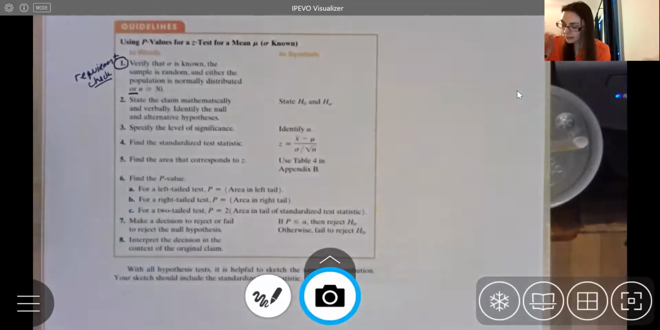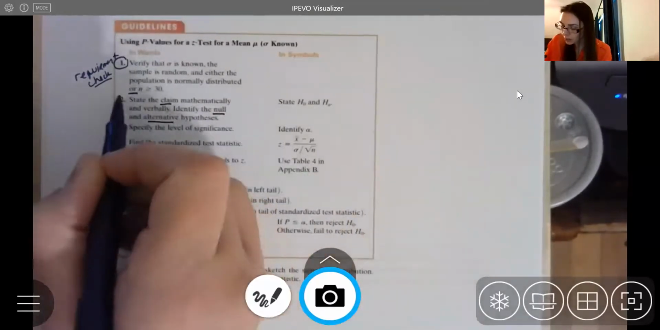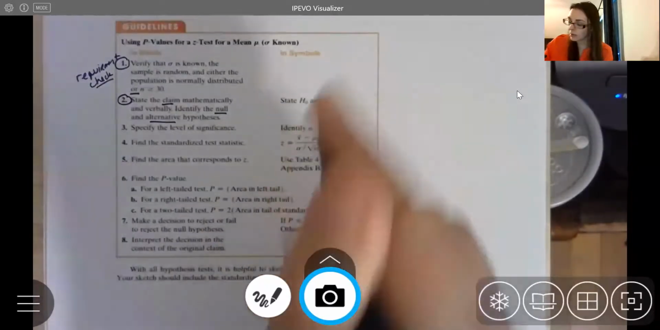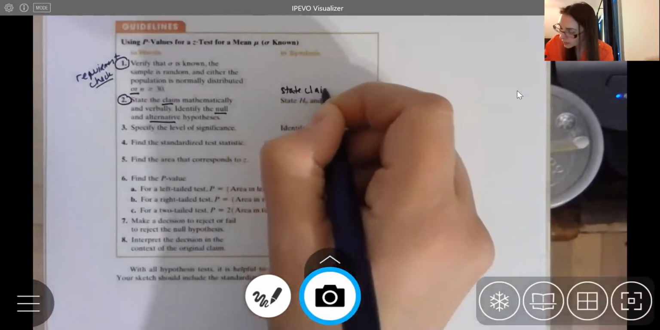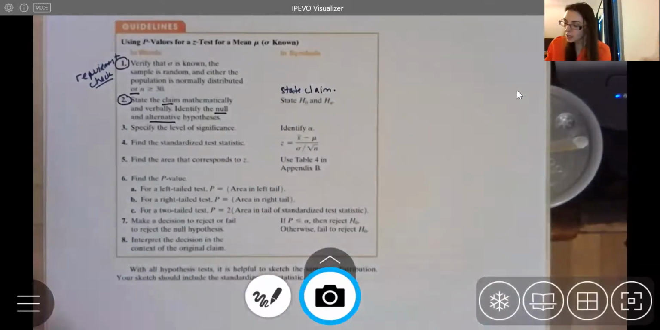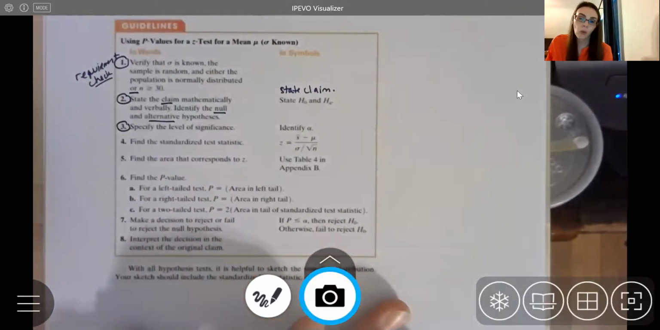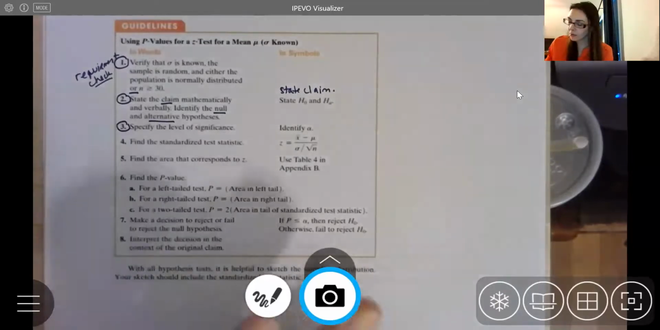Then you're going to state the claim. You're going to state the null, and you need to state the alternative hypotheses. You have to write all of those out. I know it doesn't say to write the claim here. I'm going to write it in. State the claim as well. You are going to choose the level of significance. Now on the homework, they will tell you what to use, but in real life, you would choose the alpha that you're using.